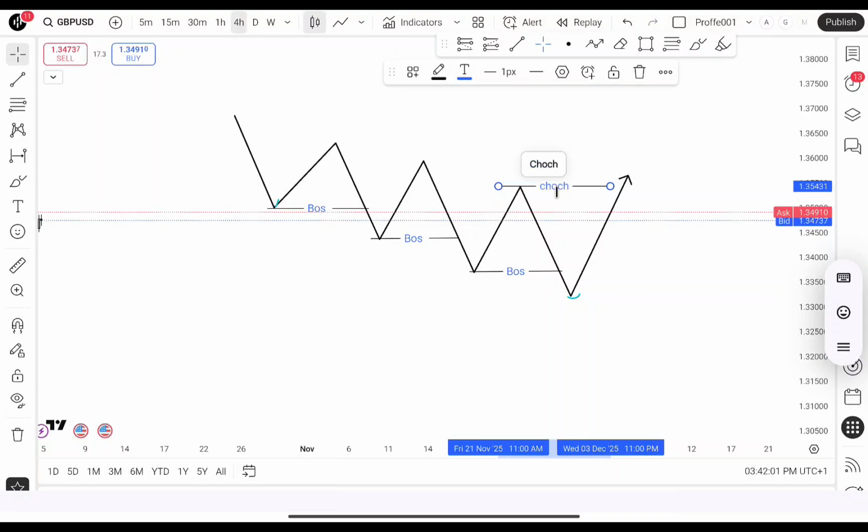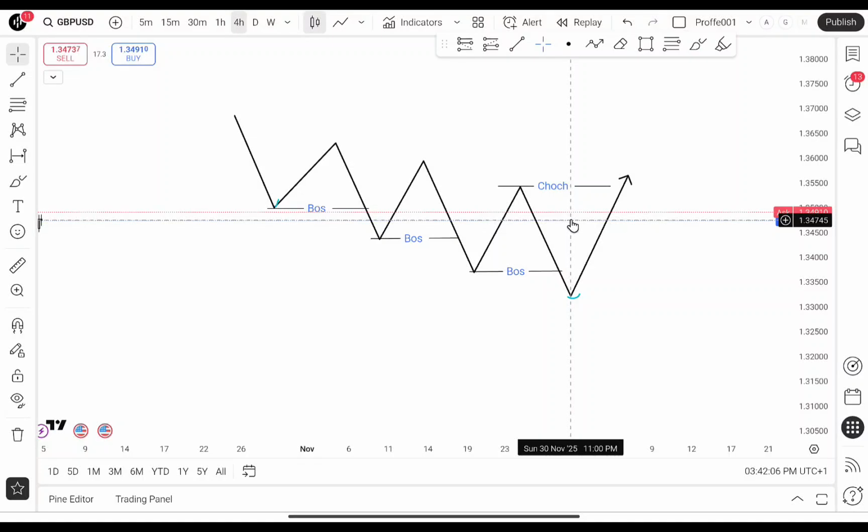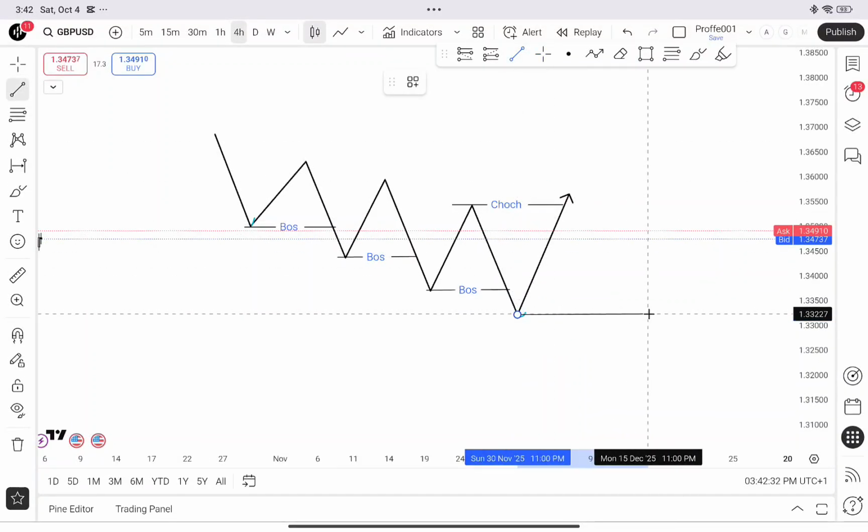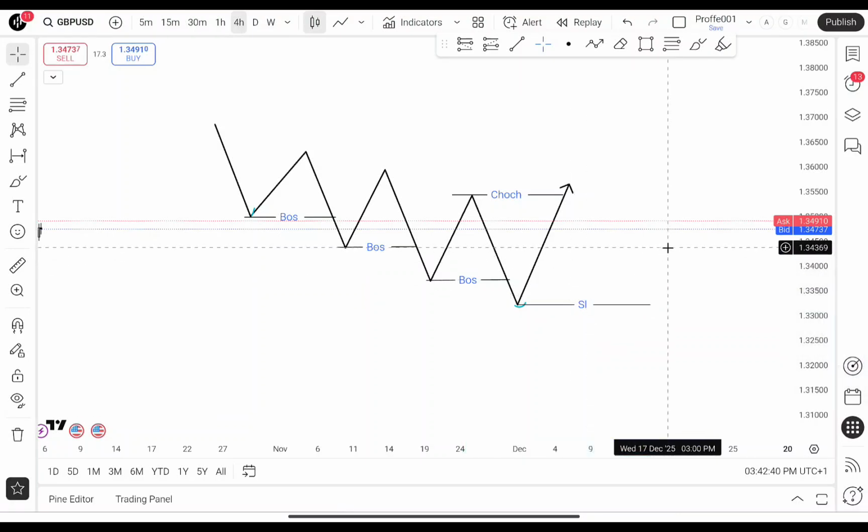A change of character is an indication that the market has shifted its character from going downward to going upward, from going bearish to going bullish. That is a change of character. Immediately after the change of character, what are we going to do? We can spot out our swing low. Immediately after the swing low, what are we looking for?